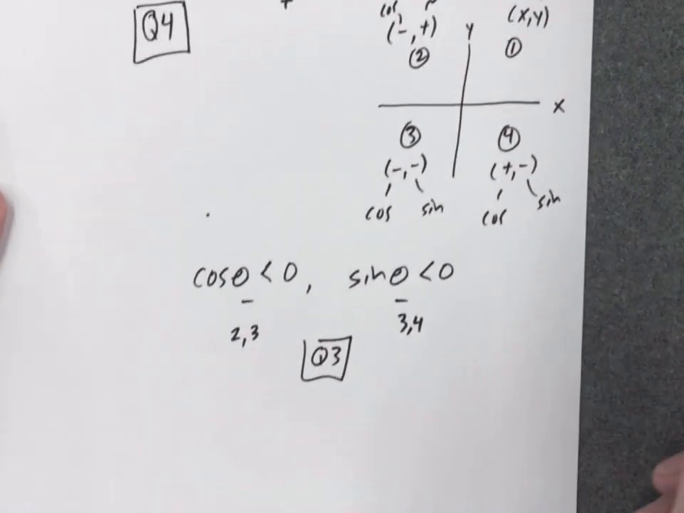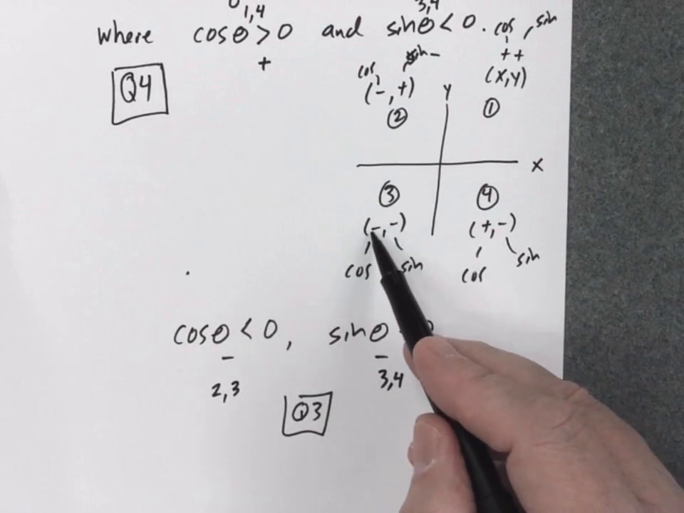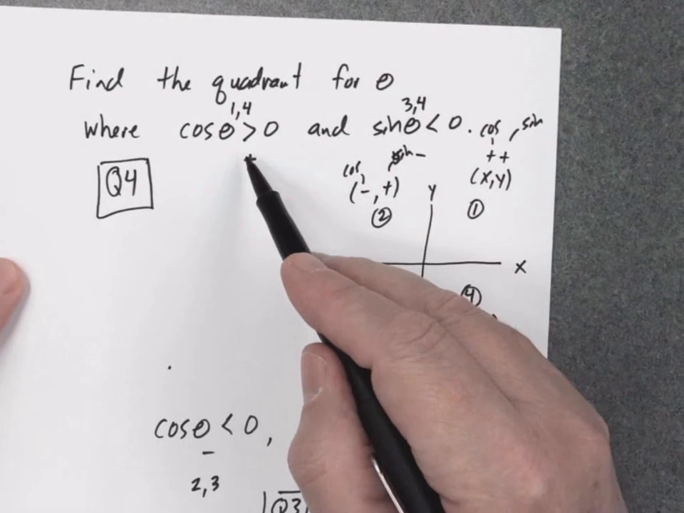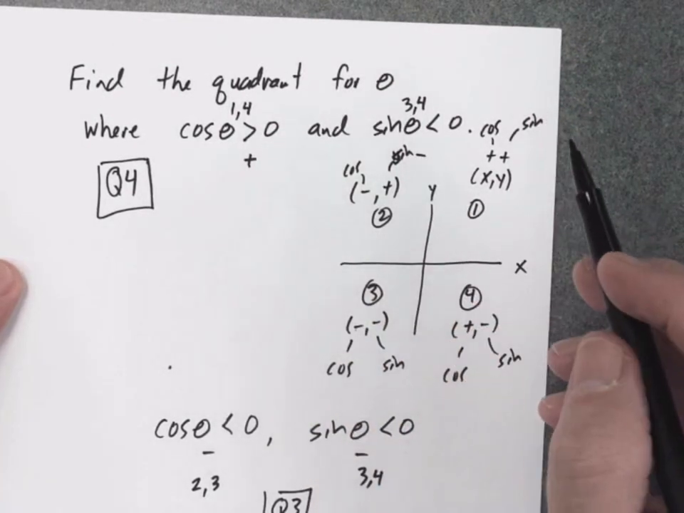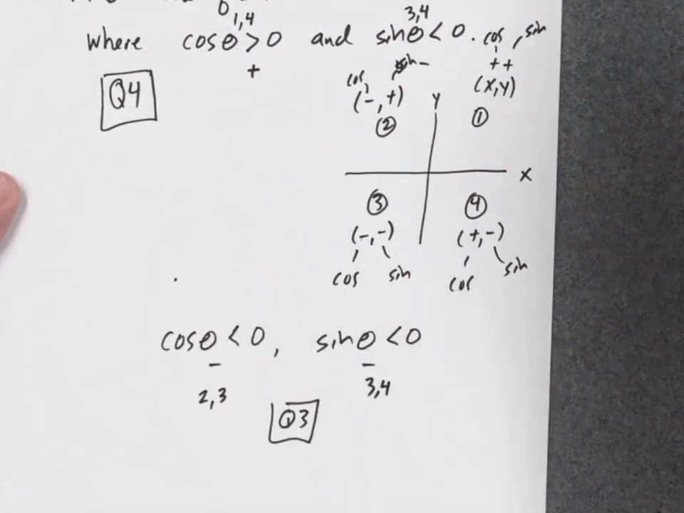And it sort of makes sense. Look at this little thing. This is the x and the y. Cosine and sine, look, they're both negative. This first problem, cosine positive, sine negative, quadrant 4.